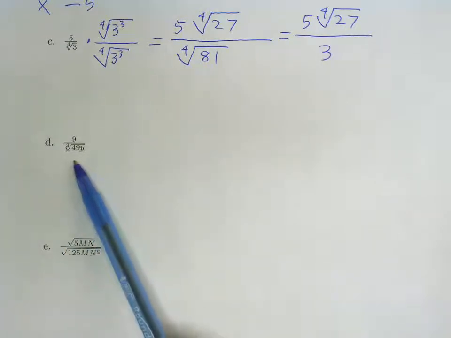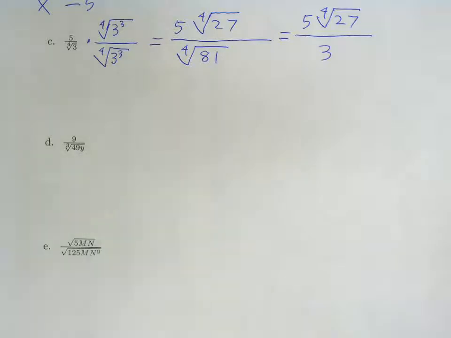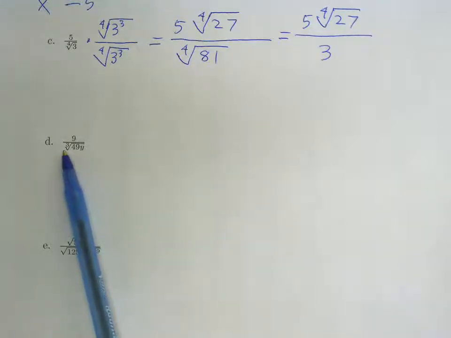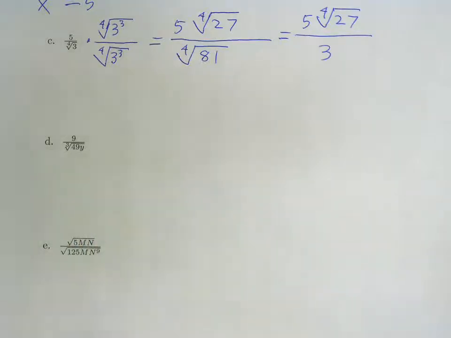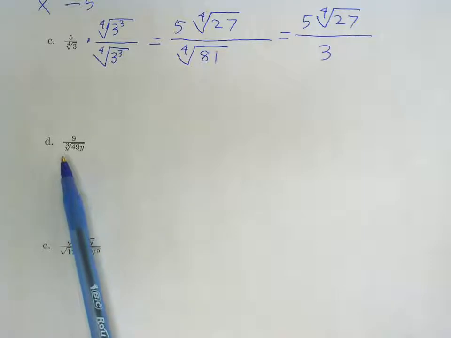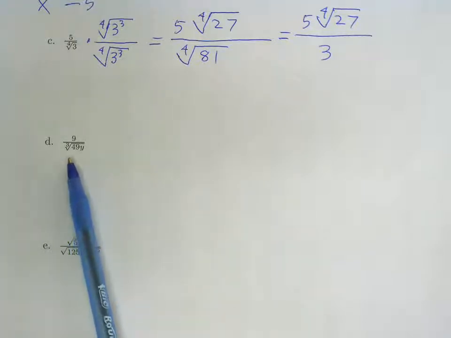We have 9 divided by the cubed root of 49y. Remember that 49 is 7 to the second. Since 7 to the second is inside a cubed root and it's in the denominator, we have to multiply that by 1. So what form should 1 take? Well, since 49 is 7 to the second, we ask, what would I have to multiply by 7 to the second to get a perfect third power or a perfect cube? 7 to the second times 7 is 7 to the third. So that answers that part.